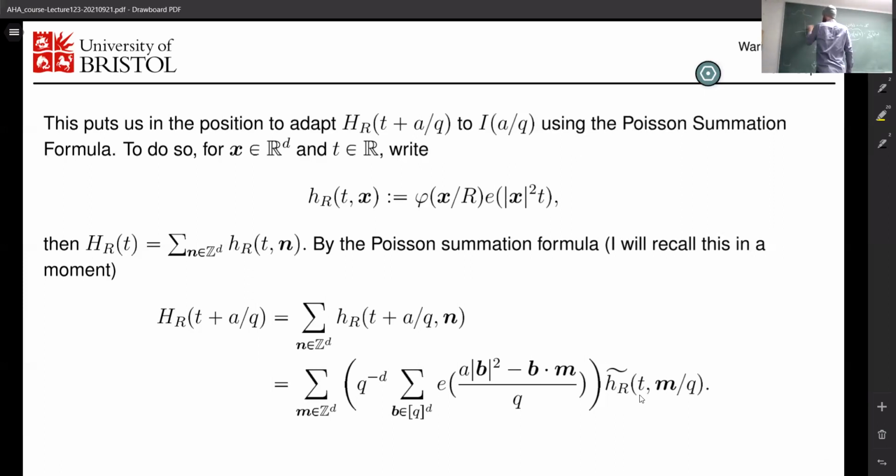And so on Z^d, we break up our sum over n in Z^d into a sum over m in Z^d and a sum over b in (Z mod qZ)^d, where we think about n as equal to q times m plus b. So what that looks like diagrammatically is if q is, say, 2, then I've actually used this sublattice where I have an index of 2 in each direction.